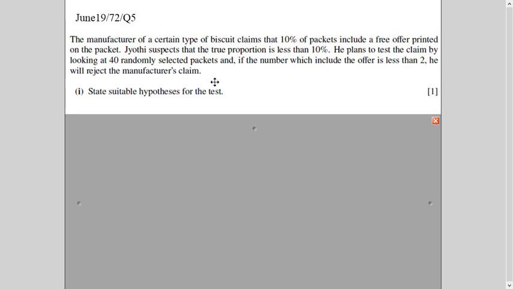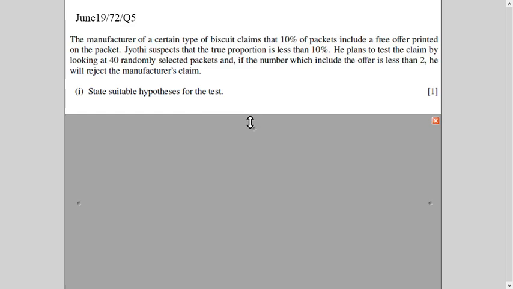Basically, the manufacturer is saying that it is 10% of packets which include the free offer printed, and Jyoti suspects no, it is less than 10%. So to test his claim, he picks up 40 randomly selected packets and said that if less than 2 include the free offer, then he will reject the manufacturer's claim. So the first question is: state suitable hypotheses.